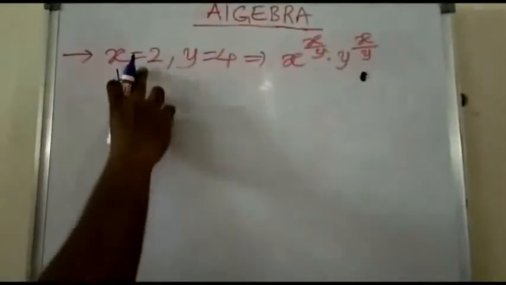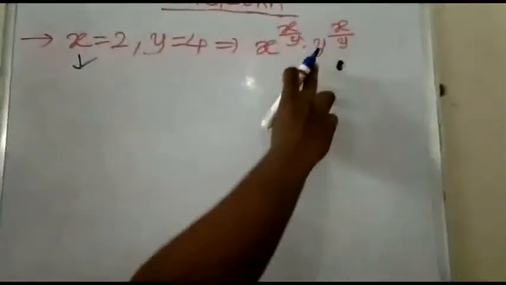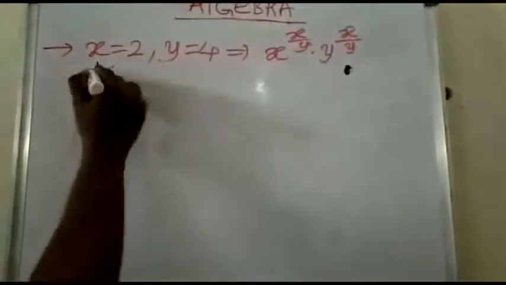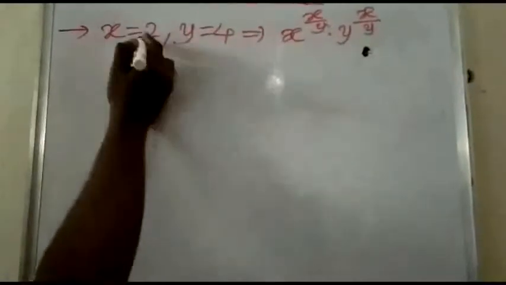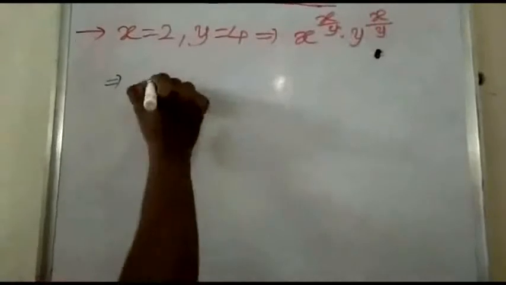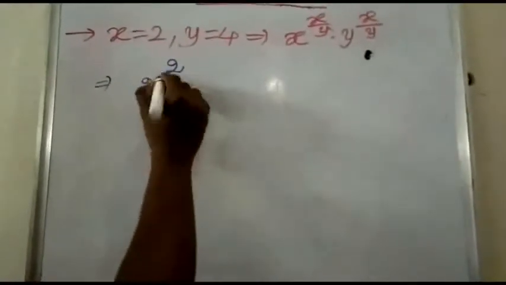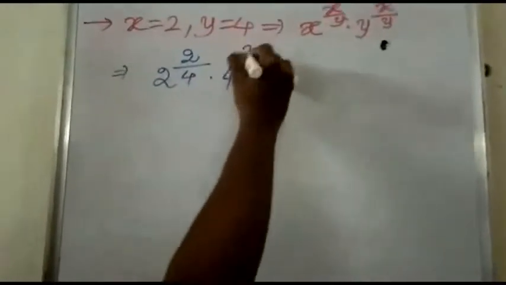What is given? x is equal to 2 and y is equal to 4. Then x power x by y into y power x by y is what? So how to solve this equation? Simply substitute these values in this equation. So what is x? 2. What is y? 4. So 2 power 2 by 4 into 4 power 2 by 4.